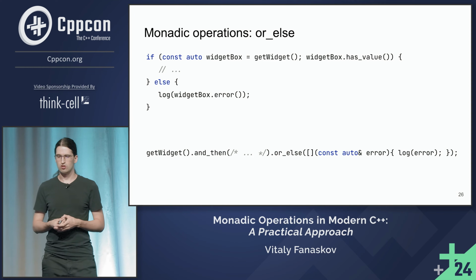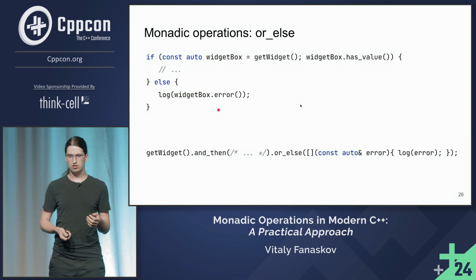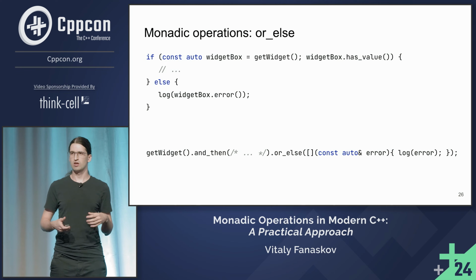We have another operation, or_else, and this operation corresponds to the second branch, to the else. So we can have the chain, and then do something or else do something else. You should pass a lambda that accepts an error. And the error is, say, in this particular case, widget error. And this function will be invoked only and only if the value that returns from, say, getWidget, and then is passed by, and then it ends up here, contains an error. So you cannot, say, invoke value here.